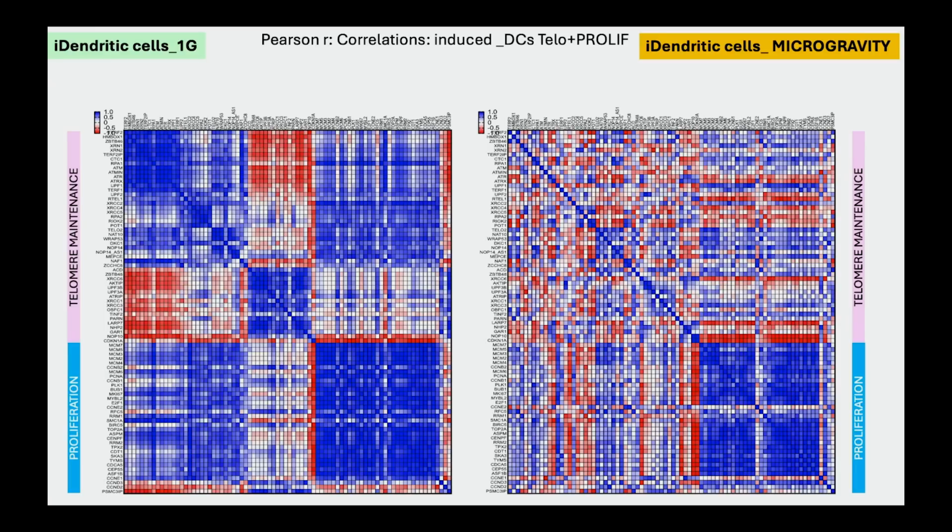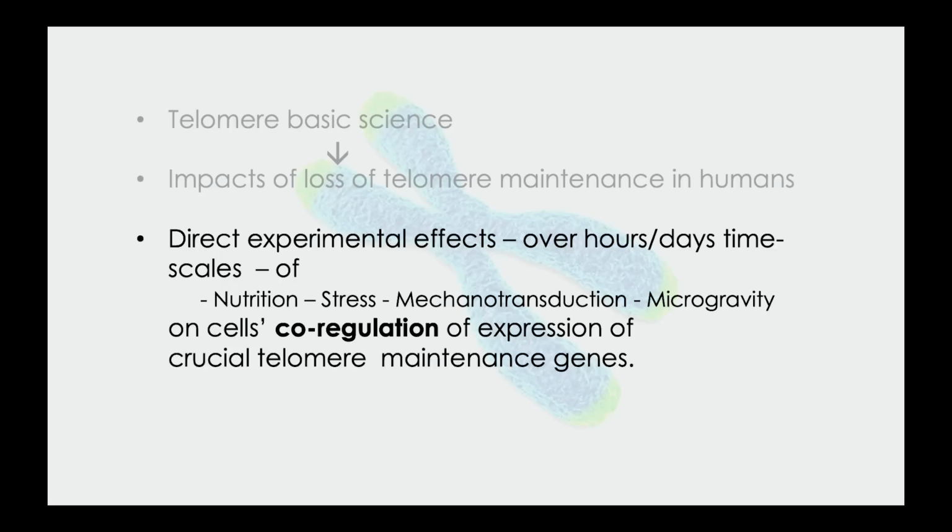Again, you can see that the telomere coordination is changed, whereas in the bottom right-hand corner of each of those, that's the proliferation rates, and they stay very nicely correlated. But the relationship of the telomere genes to them and to each other, as you can see, is changed just by exposure for a few days to this simulated microgravity. This is immature dendritic cells, really critical immune system cells.